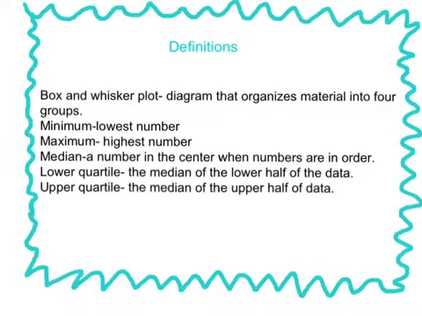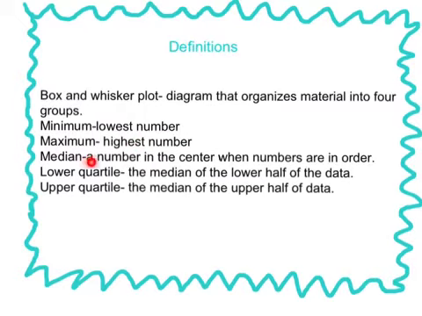You need the following 5 things to make a box and whisker plot. Here are the definitions you need. A box and whisker plot: the diagram that organizes material into 4 different groups. Minimum: the lowest number, and the opposite is maximum, the highest number.